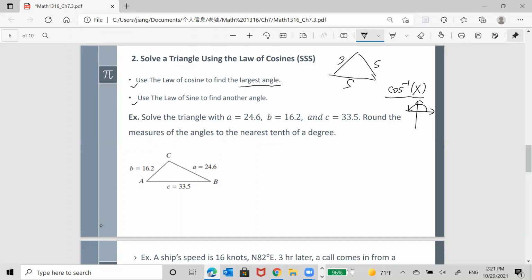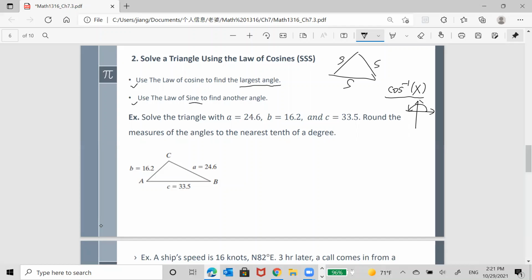Second step, use the law of sine to find the other angle. Since we find the largest angle first, and then use the sine to find the other angles, the other angles must be acute, because we can have at most one obtuse angle. Why do I always make this mistake? Obtuse angle, that's greater than 90 degrees.